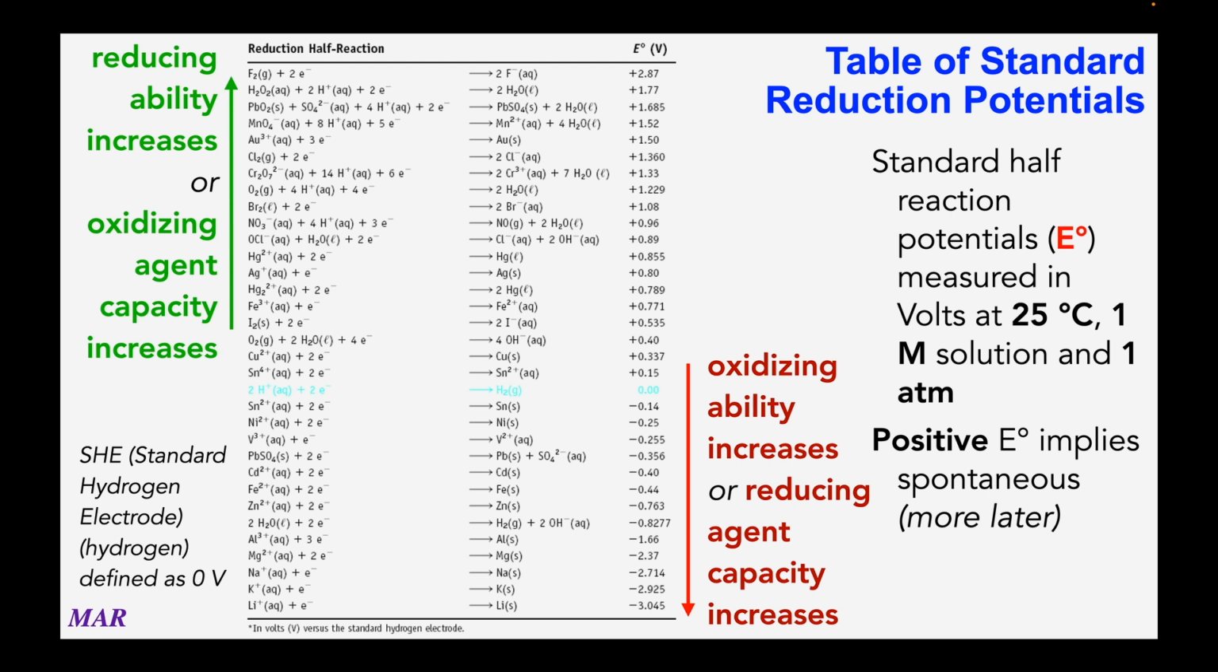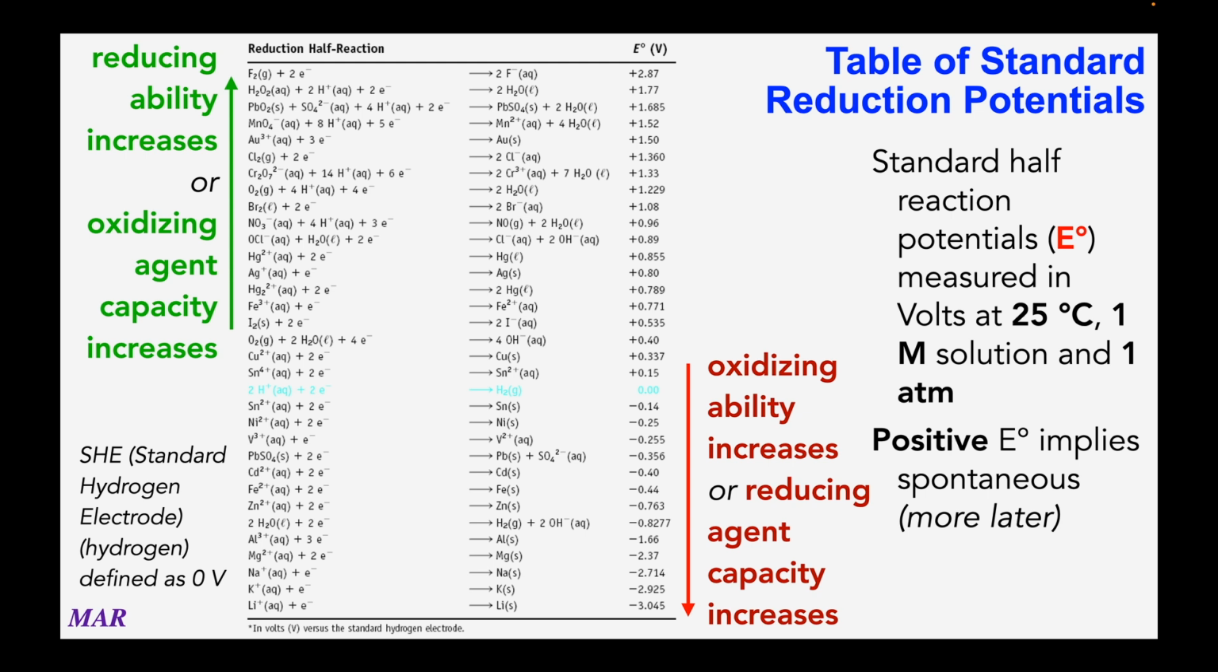A good table, in my opinion, will be listed as reductions, which this is, and it'll be listed from the most positive E cell value down to the smallest E cell value. You can see they go from just under 3 volts for fluorine down to just a little bit more than negative 3 volts on the bottom. We'll talk about that in a little bit. Now these are the cell potentials measured under standard conditions, and that usually means 25 degrees Celsius, 1 mole per liter for the solutions, and 1 atmosphere.